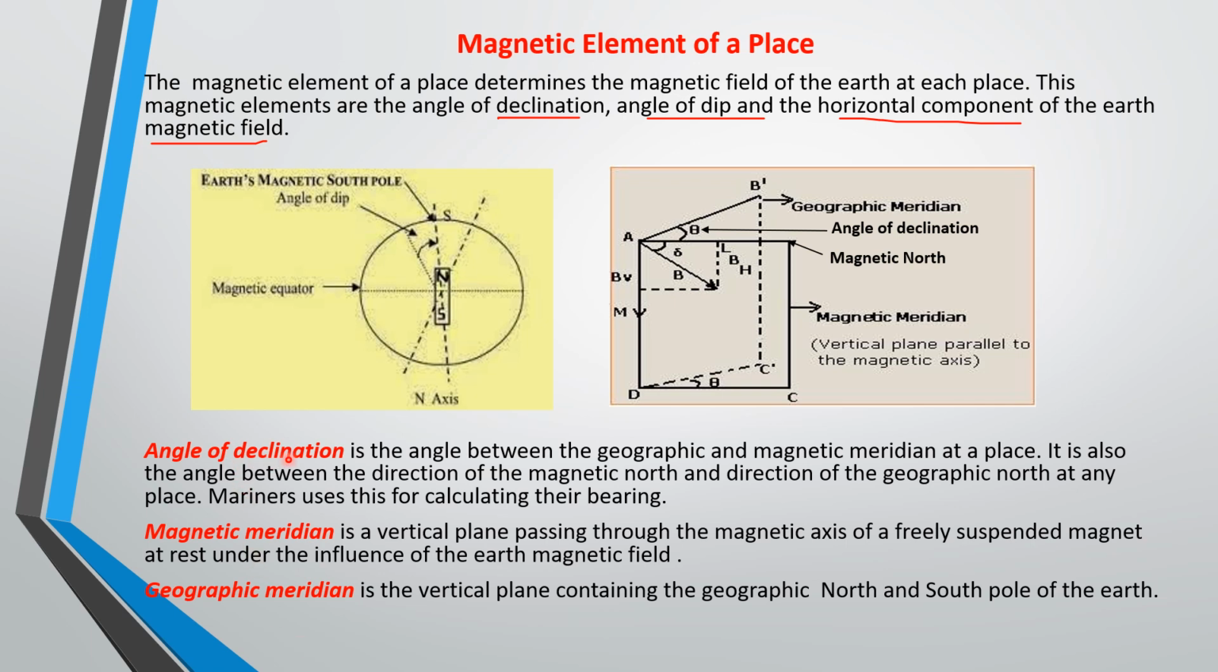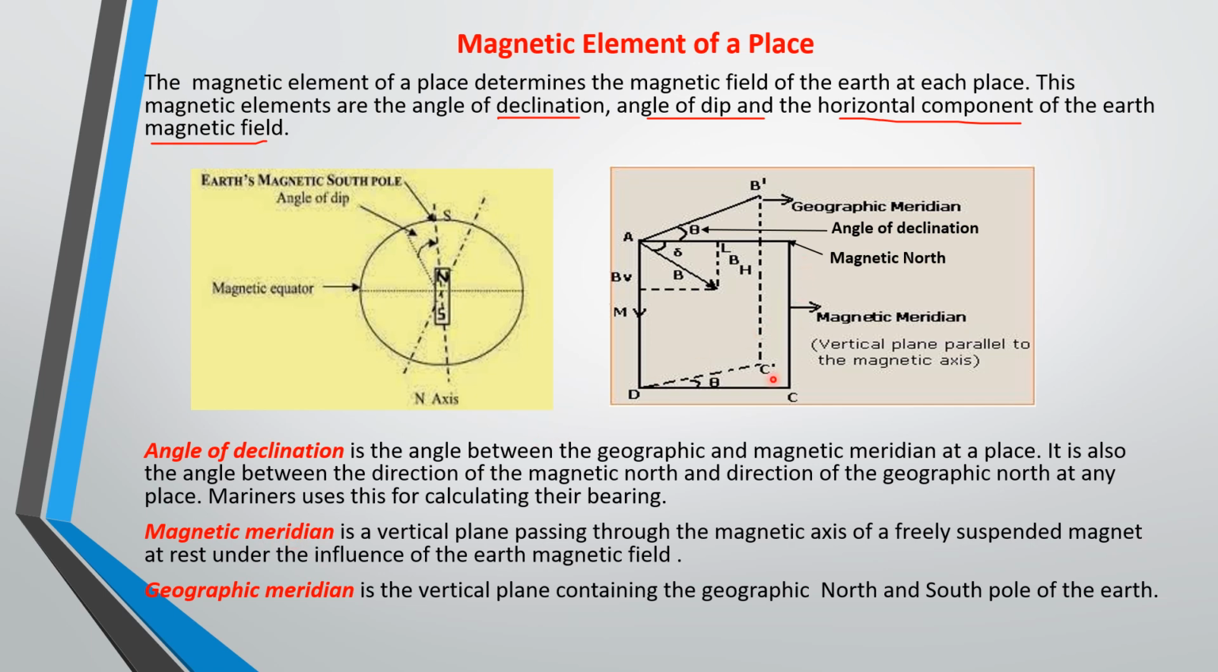So what is the angle of declination? The angle of declination is the angle between the geographic and magnetic meridian. So if you look at this picture, you'll see that this is the geographic meridian, and this is the magnetic meridian. The angle between the two is known as the angle of declination. Mariners use this angle in calculating their bearing. Then we have the magnetic meridian.